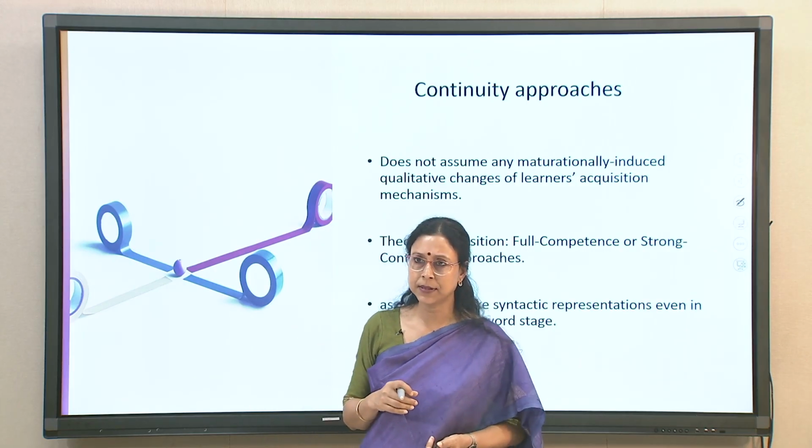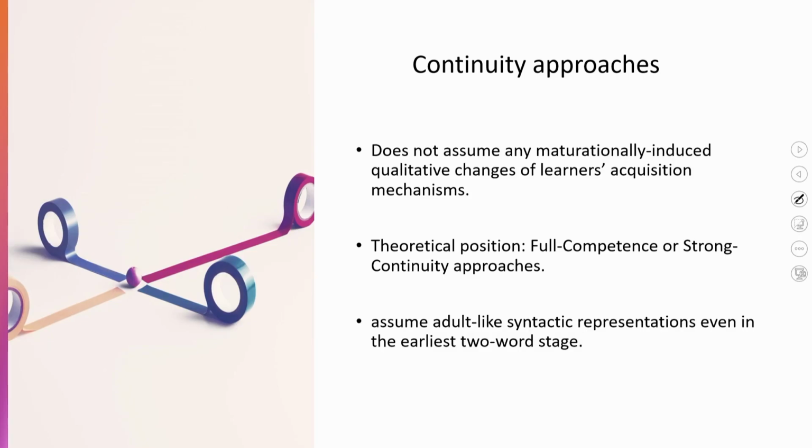On the other hand, we have something called the continuity approach. Continuity approach does not assume any maturationally induced changes. All the changes that happen from, let us say, 1 year 10 months to 2.5 years, 3 years, those changes are there for us to see, but they do not believe that those changes are because of some kind of maturationally induced qualitative change. Rather, it is due to some other reasons.